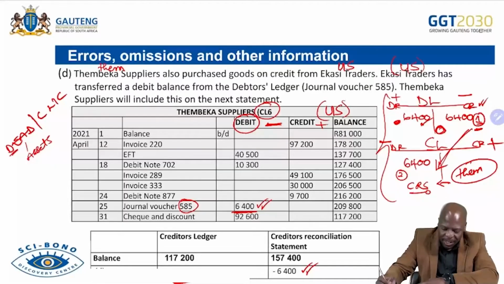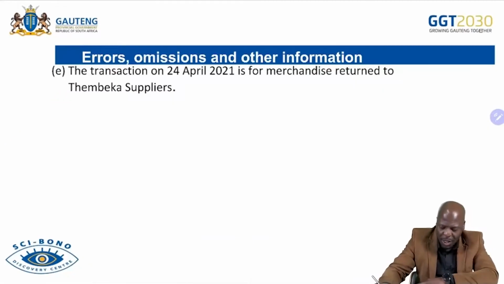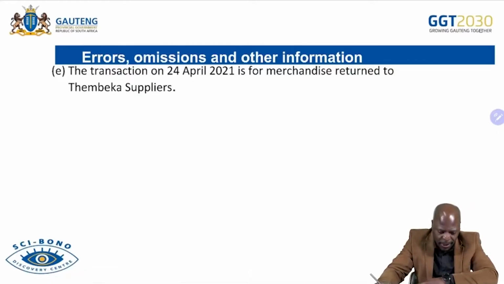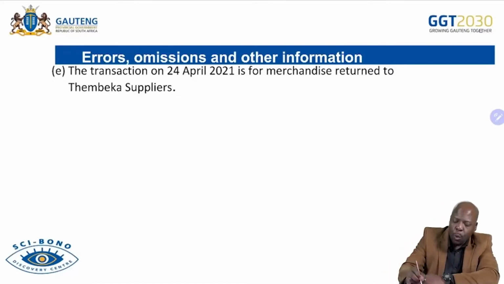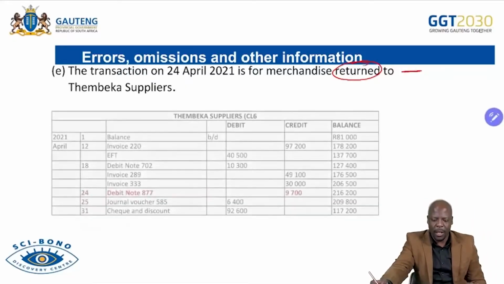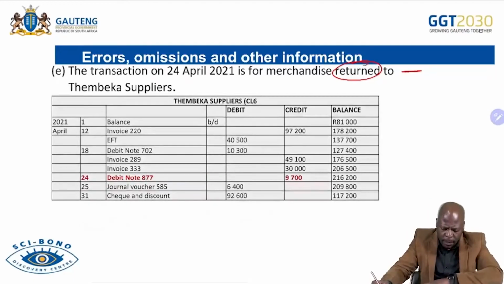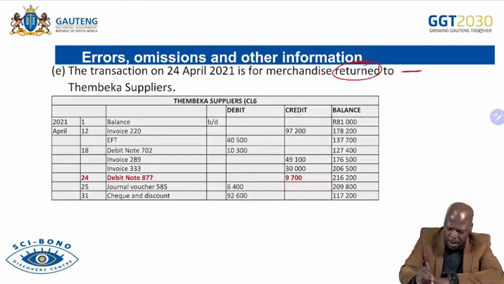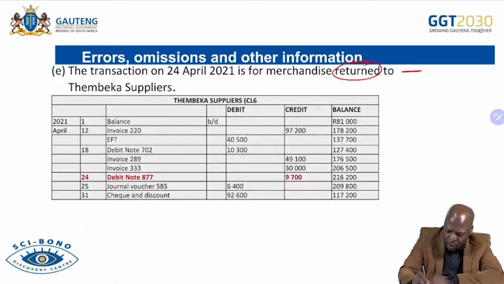Okay. I want to come to transaction E now. It says, the transaction on the 24th of April is for merchandise returned to Tembeka Suppliers. Once we're dealing with returns, what sign is it, dear learners? It is a minus. Returns are a minus. Let's see what we are having here. It says here, there's a debit note. A debit note. Remember, this is in the ledger. In the ledger, on the credit is a plus, on the debit is a minus.